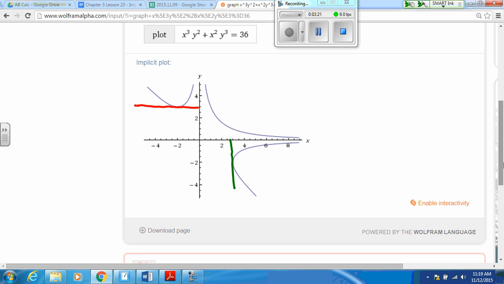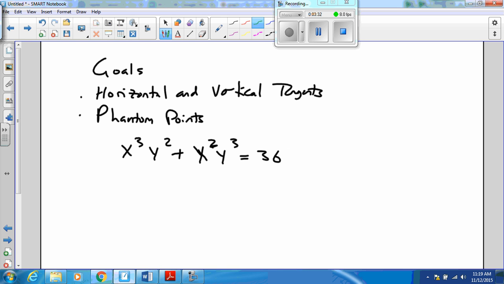So what I'm trying to do now is to analytically find these horizontal and vertical tangents. And for that, I need, of course, dy/dx. So back to our curve right here. We're going to need to find dy/dx. I'd like all of you at this time to use implicit differentiation to find dy/dx. Go.